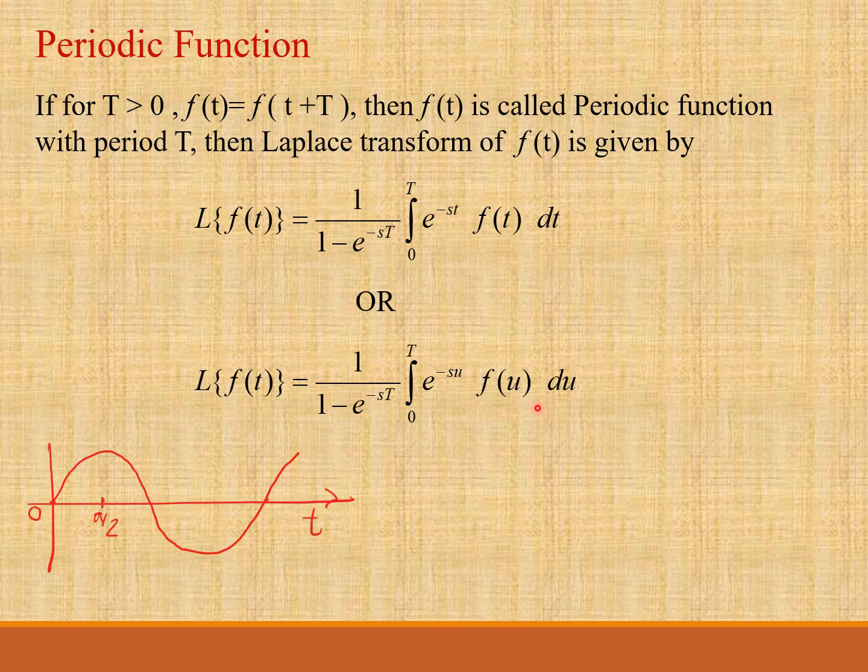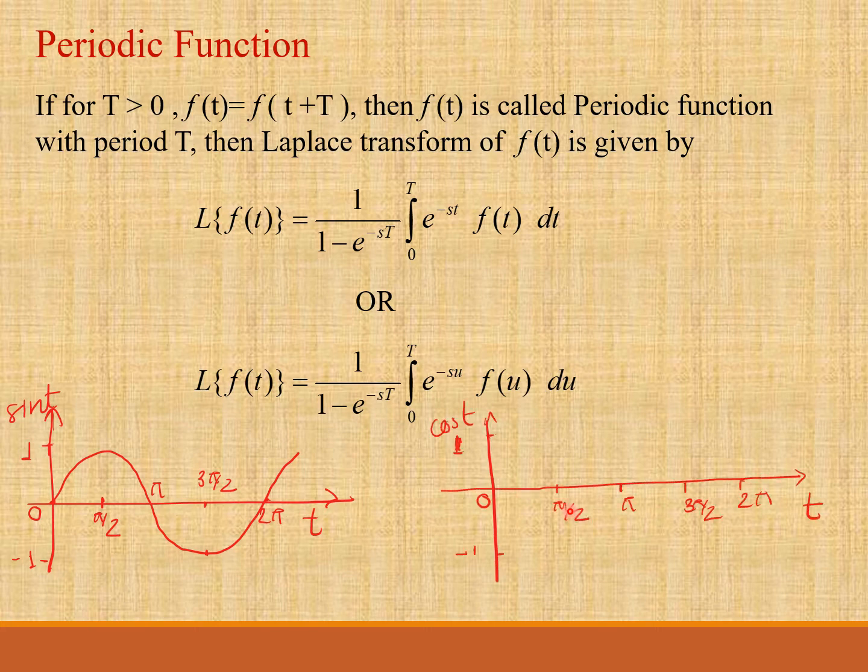The known periodic functions for us are sin t and cos t. Both sin t and cos t are periodic functions with period capital T equal to 2 pi, because after the interval 2 pi, sin t and cos t will have the same graph as in the interval 0 to 2 pi.